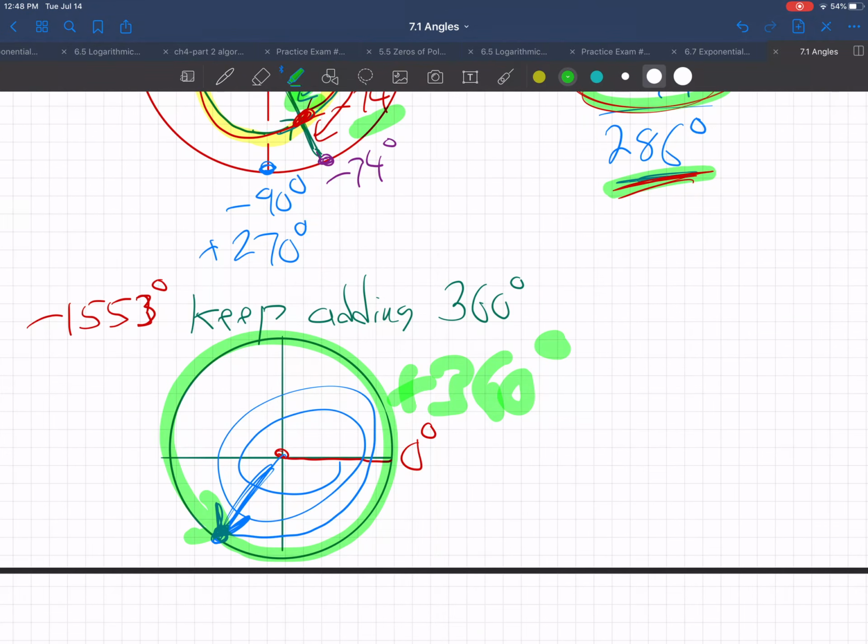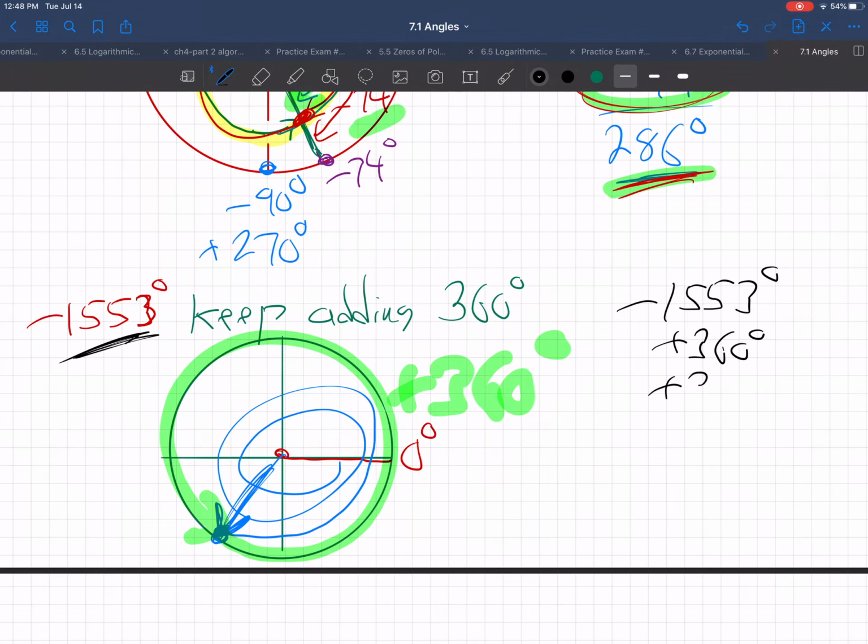Because that's all the way around. Nothing's going to change. So that's why I'm saying to do these problems, we're allowed to just take our number like negative 1553, take your calculator and just start adding 360 until it gets positive. Because anytime you add 360, you're just adding a full rotation. You're not changing the position, the ending position. It's the same.